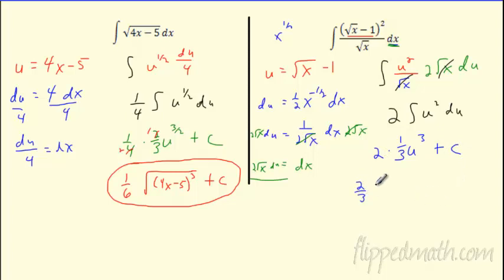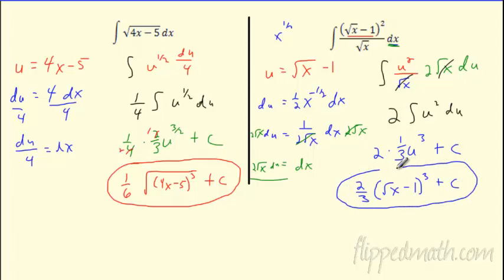This will be 2/3. What was u? It was x, square root of x. Let's try again. 2/3. There we go. Square root of x minus 1. All of that being cubed. There it is right there.